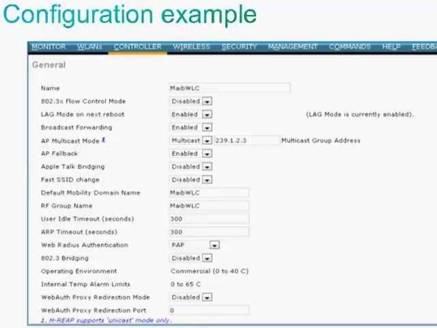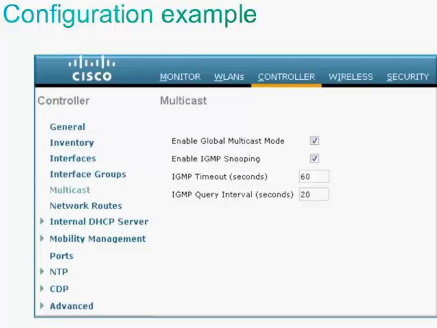The next thing that you have to check is the broadcast forwarding option, which in this case is enabled. Then we go to the controller option, multicast, and make sure the global multicast mode is enabled. And then we also have to enable the IGMP snooping option. With IGMP snooping, we have the timeout and the query interval values. The controller just determines this to identify whether there are any clients that are requesting for multicast traffic on a specific WLAN.